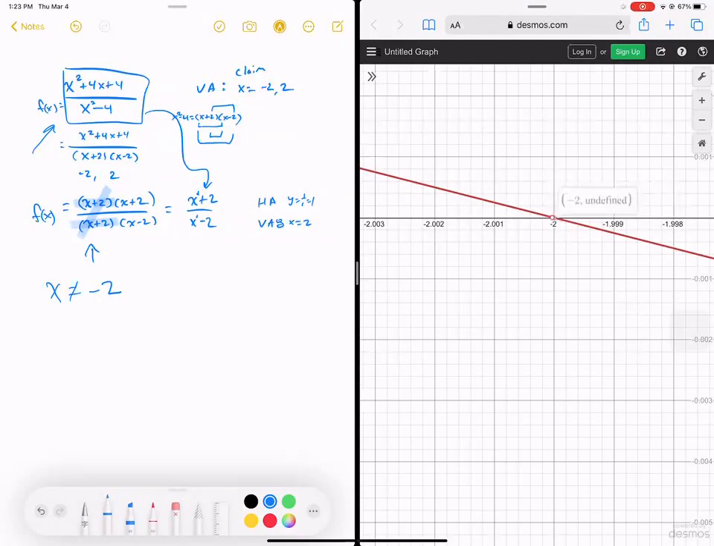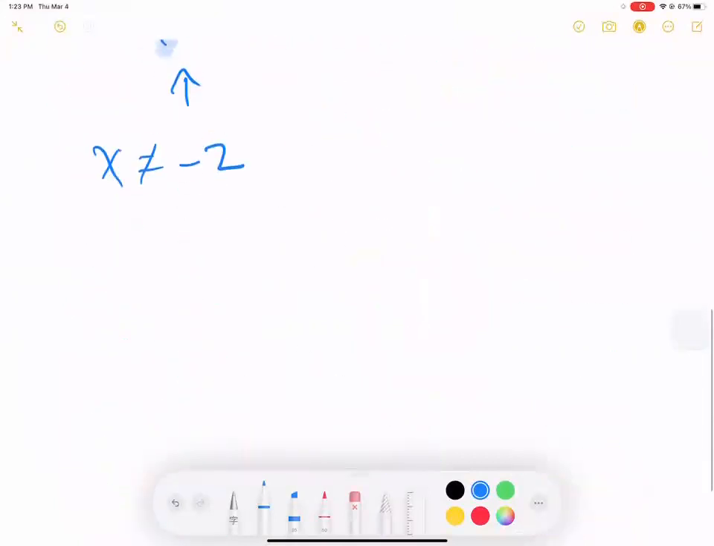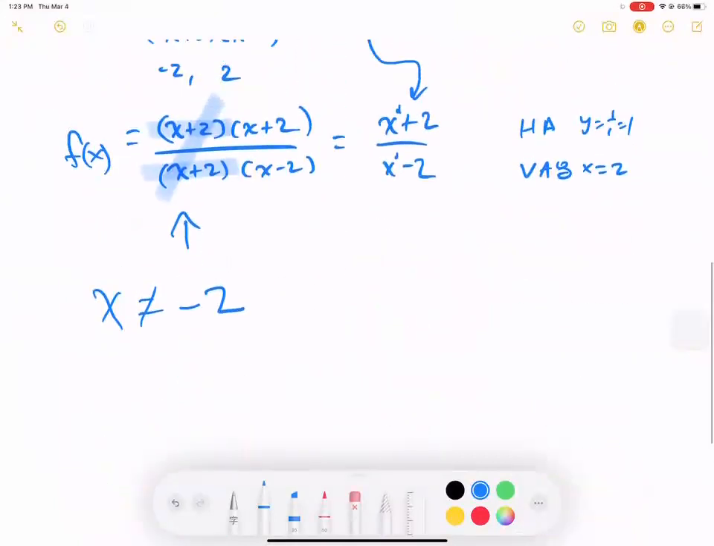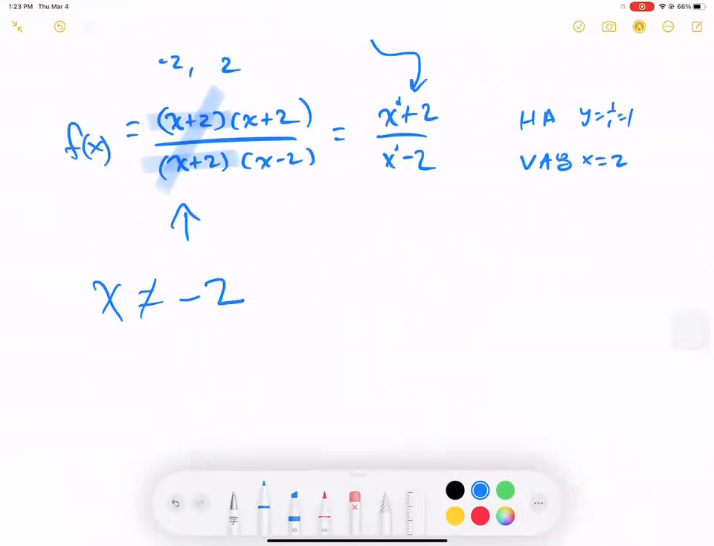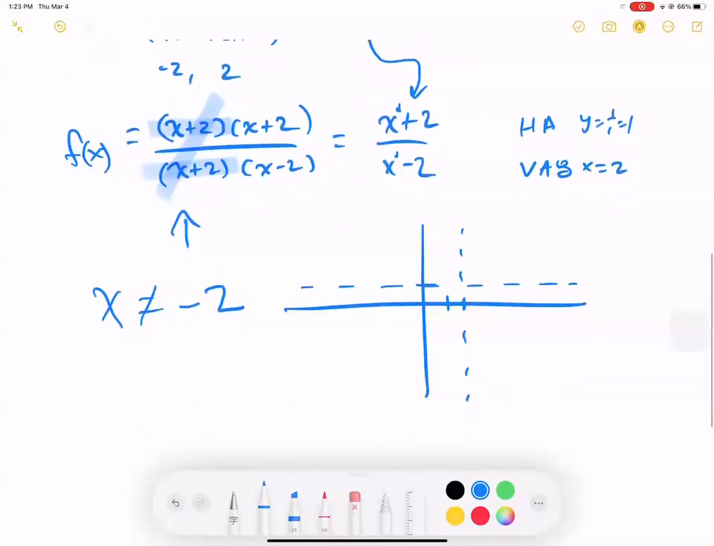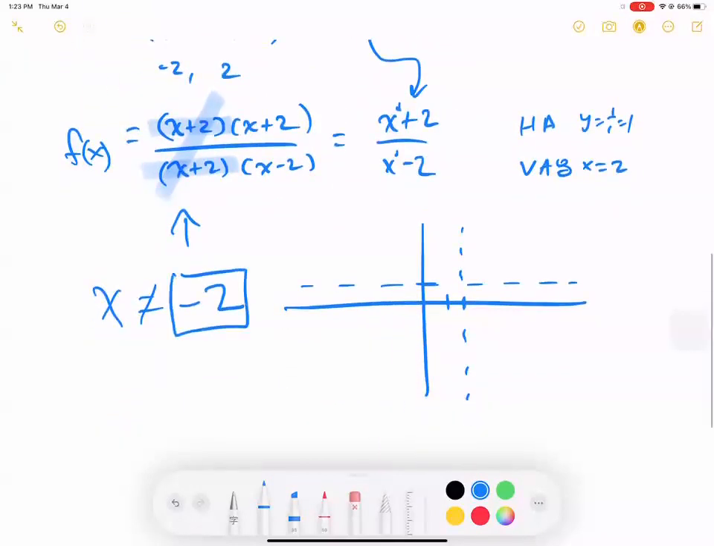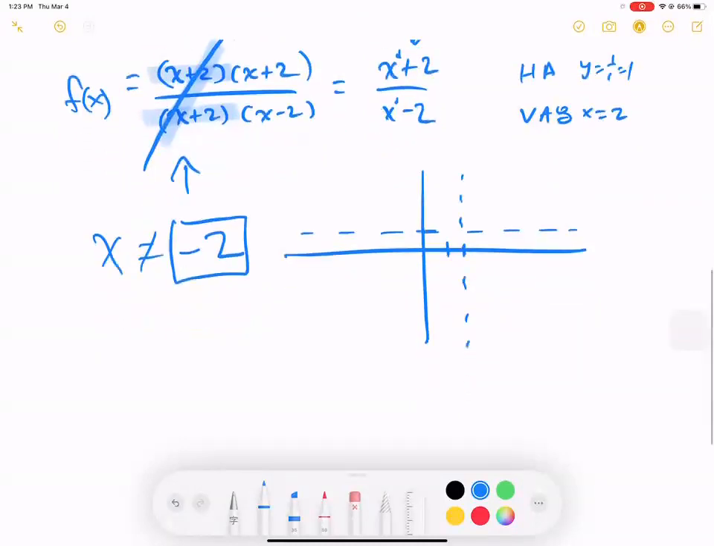So let's go ahead and redraw this graph without decimals. We said our original graph has a horizontal asymptote at 1 and a vertical asymptote at 2. And I'm going to graph the point that doesn't exist right now. We said x does not exist at negative 2, does it? We divided it out, it's gone. This is what we call a hole. So we have a hole at x equals negative 2.